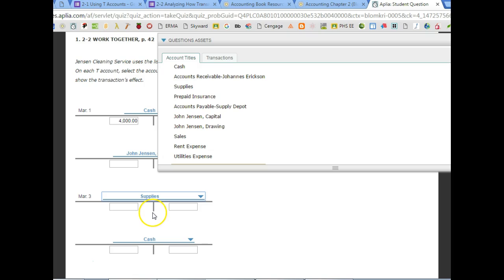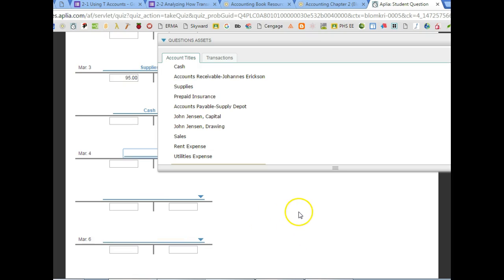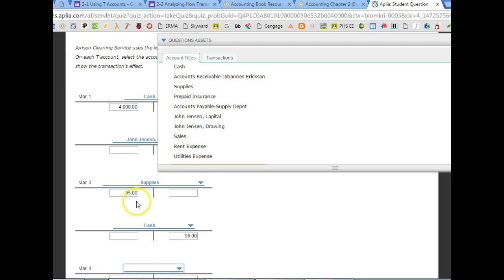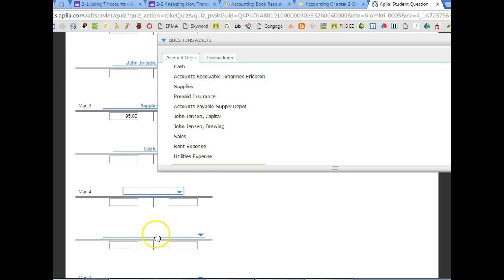But let's think about what's happening with supplies. Our supplies are increasing, which means we're going to go ahead and debit supplies. What's happening with our cash? Our cash is going to be decreasing because we paid cash for supplies. So our cash is decreasing by $95. And what you'll notice is that right now, we are entering our debit transaction first and our credit transaction second. Debit, credit.